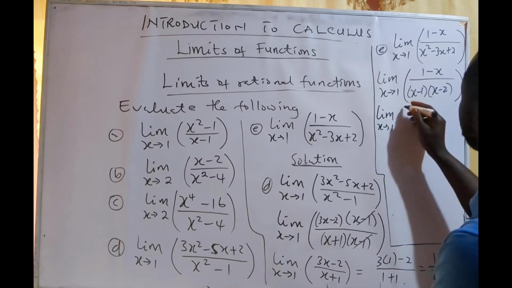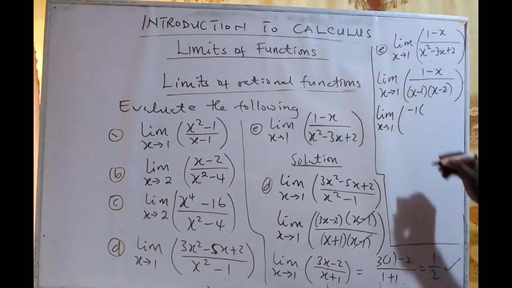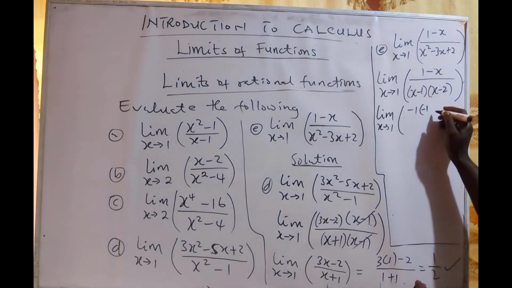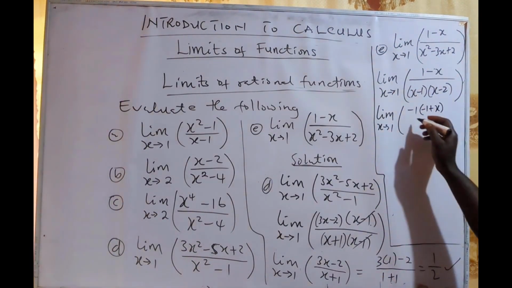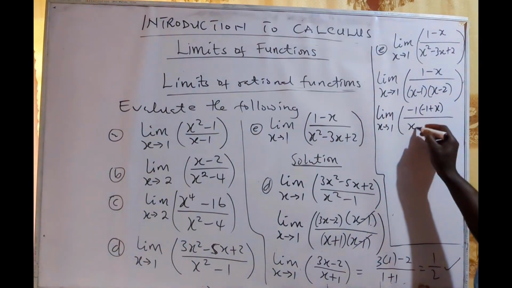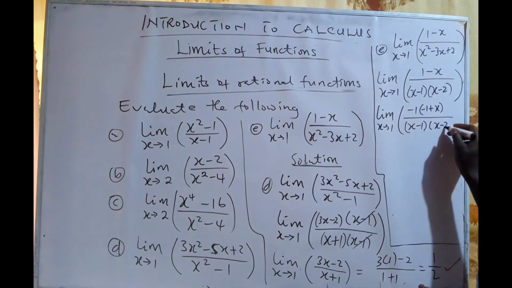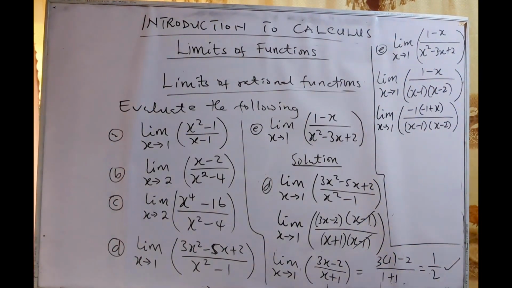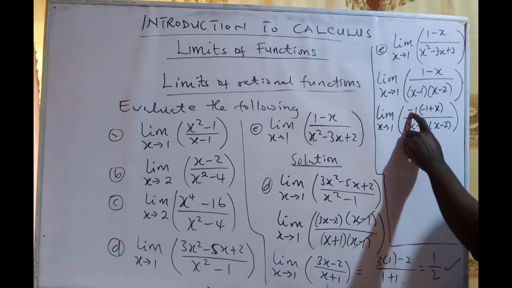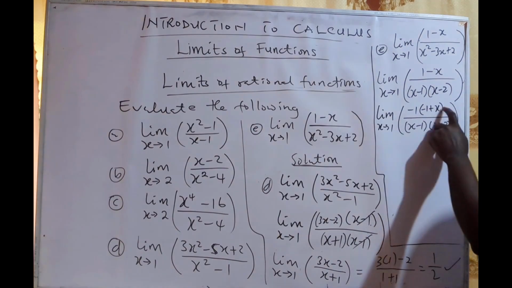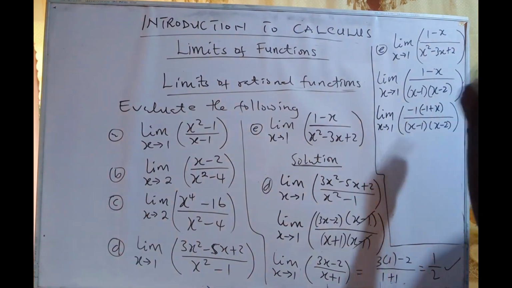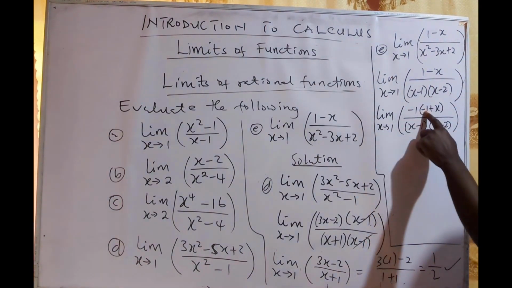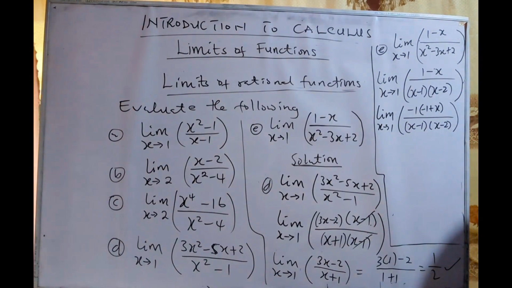So I'll have what? Minus 1 as my common factor. If it happens like that, this will be negative 1, and then this will be plus x, all divided by x minus 1, x minus 2. See, if I bring negative 1 out here, I haven't changed the function, because negative 1 times negative 1 gives me positive 1, and negative 1 times x will give me negative x. So the function has not changed.